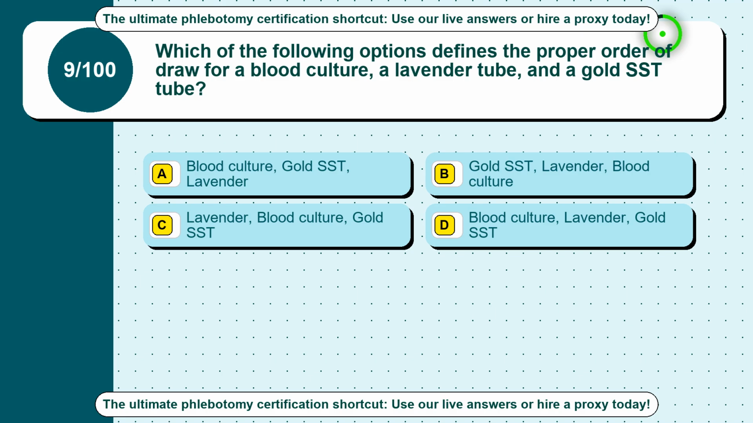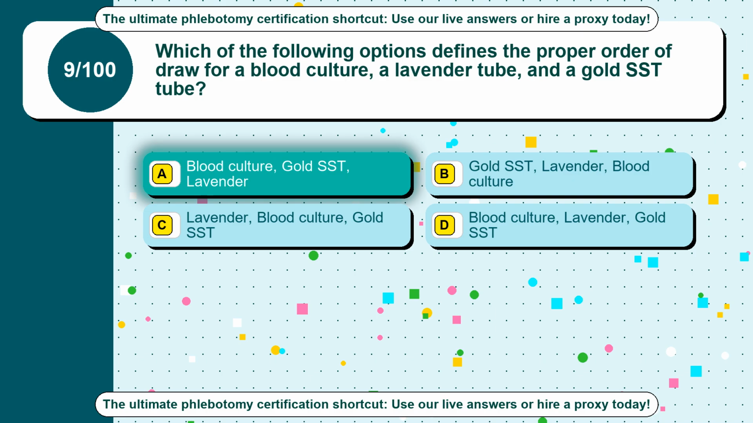Which of the following options defines the proper order of draw for a blood culture, a lavender tube, and a gold SST tube? Option A, blood culture, gold SST, lavender. Option B, gold SST, lavender, blood culture. Option C, lavender, blood culture, gold SST. Option D, blood culture, lavender, gold SST. The correct answer is option A, blood culture, gold SST, lavender.